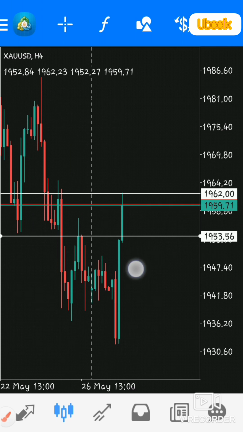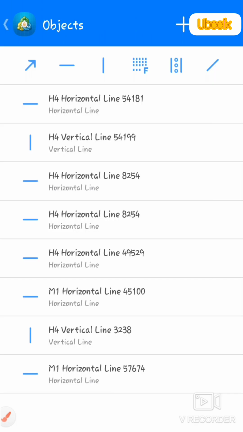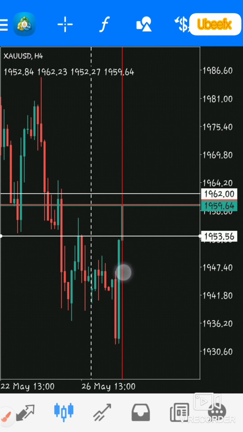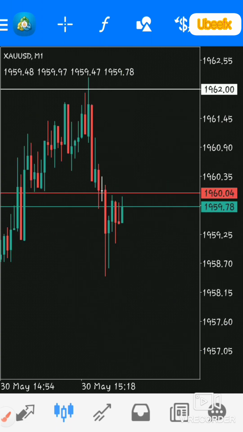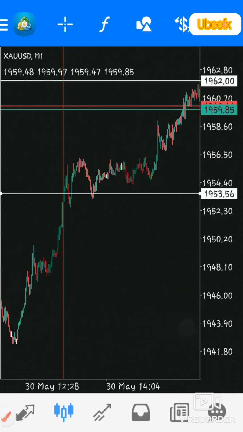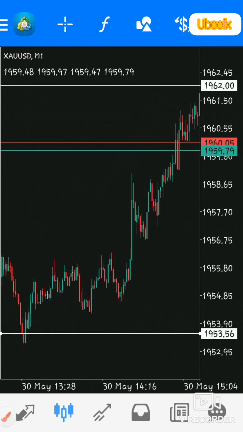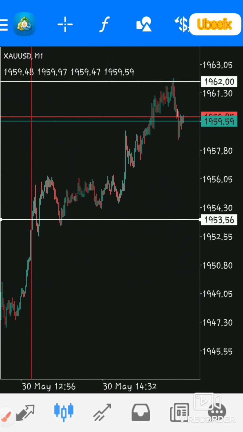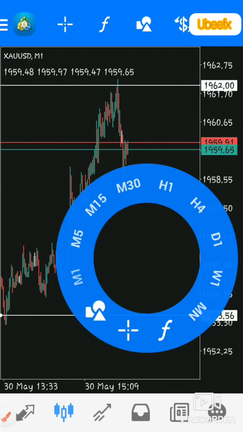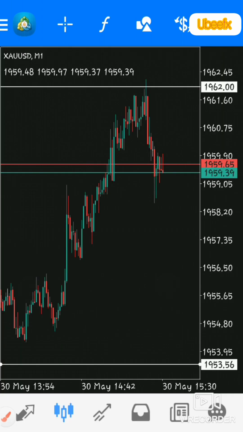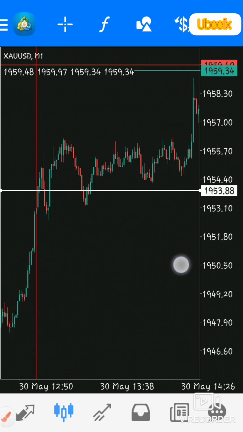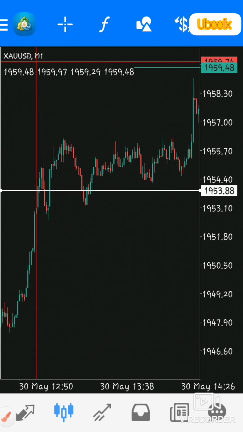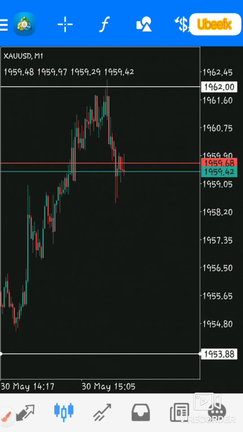So when gold came to that level, what we did was switch to 1 minute. In M1, we were looking for price to give us our shadow entry pattern. And what is our shadow entry pattern? Here it is.